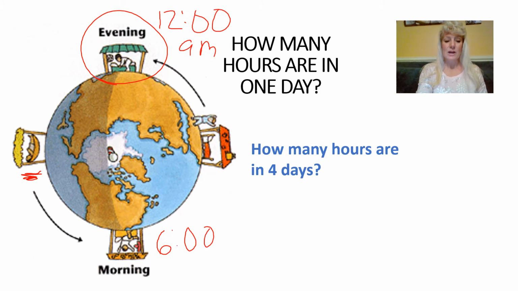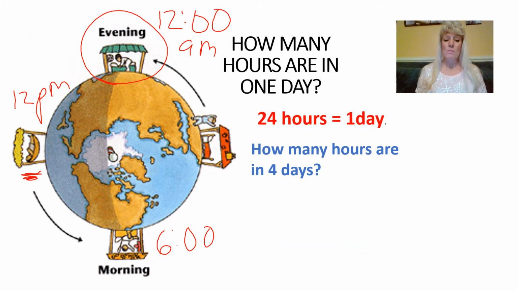And now we've become 12 p.m. And then it begins to move up and move up and move up. And so we have 24 hours that actually go by for there to be a complete day. So 24 hours equals 1 day. So I want to find out, well, if 24 hours equals 1 day, how many hours are there in 4 days? So I'm going to use that same strategy.